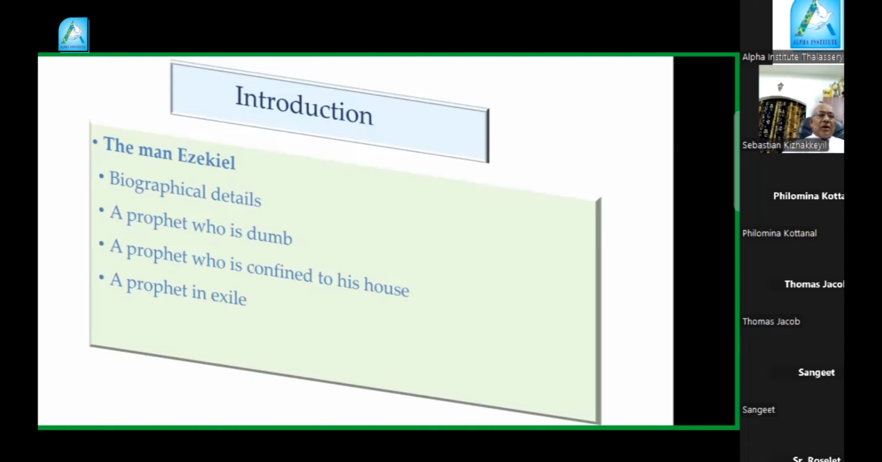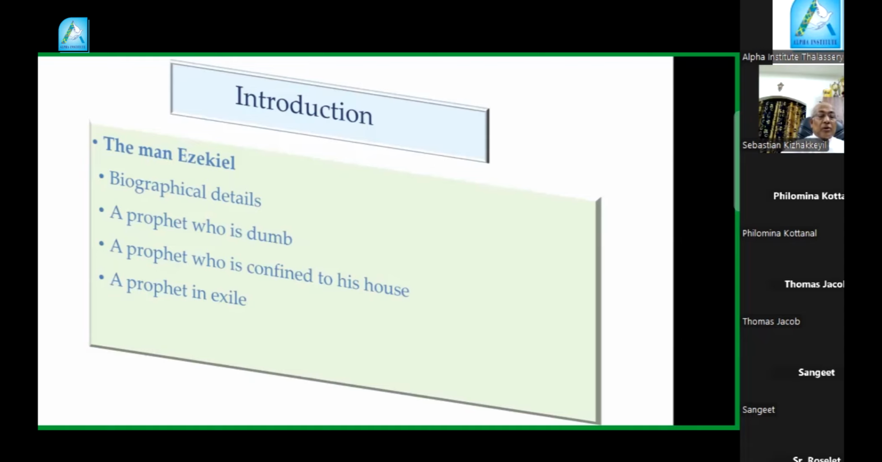They had their own customs of mourning somebody's death. But he was asked not to do any of these mourning rites because it was an enacted prophecy, symbolic of the fall of Jerusalem the next year, 587. Most of his prophecies were regarding the time up to 587. But his prophecies went up to 571, and he died in 570 and was buried in Babylon.